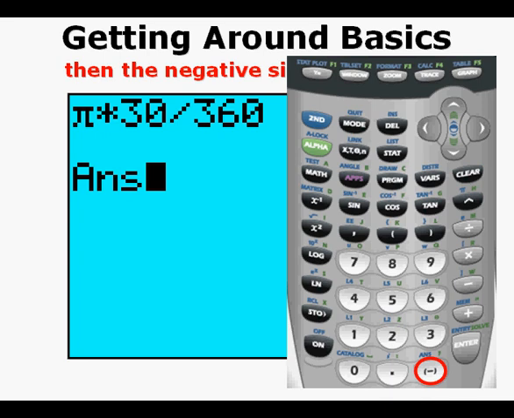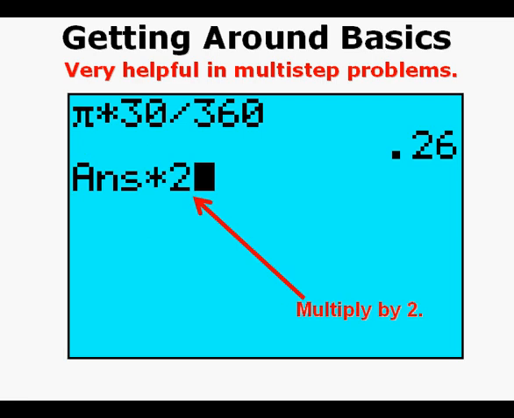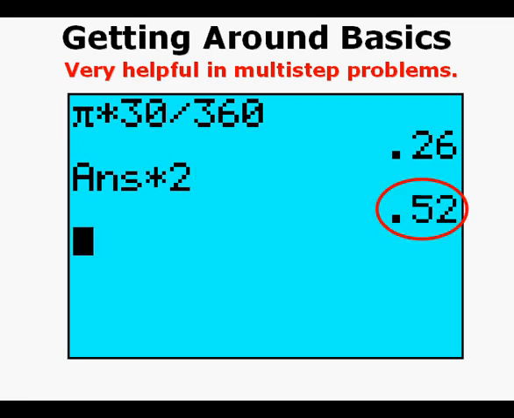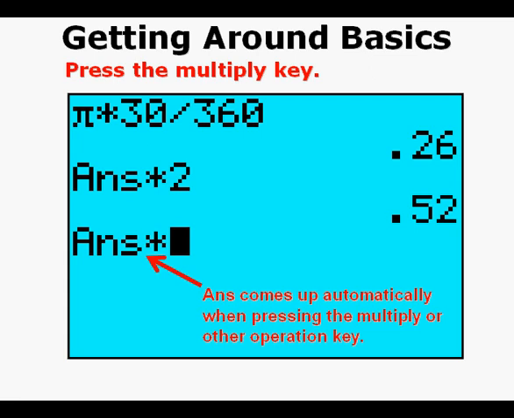This is extremely helpful in multi-step problems. The number stored for ANS is the last value calculated by your calculator. We can then multiply it by another number like 2 here. Press enter, we get 0.52. We can activate ANS yet another way besides pressing second, then the negative sign. Let's press the multiply key on the right side of the keypad. The ANS came up automatically when we press the multiply or other operation sign. We can use the add, subtract, and divide keys as well.